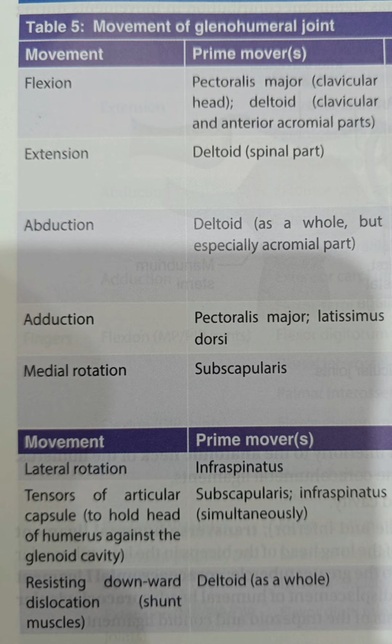Okay, during abduction, trapezius and serratus anterior cause lateral rotation of scapula and glenoid cavity. Okay, so the glenoid cavity faces upwards.